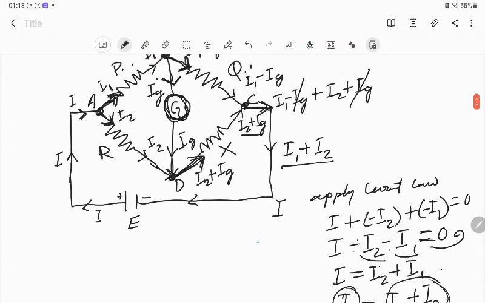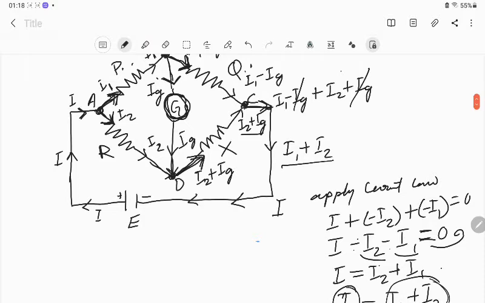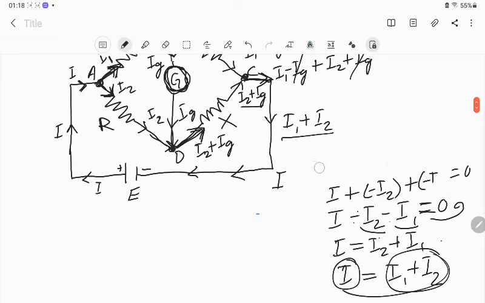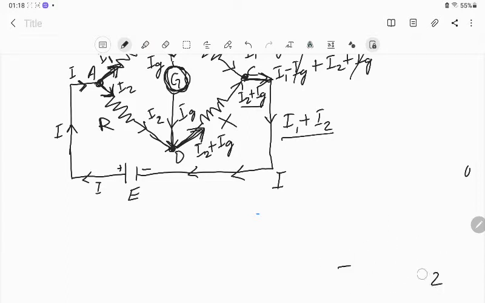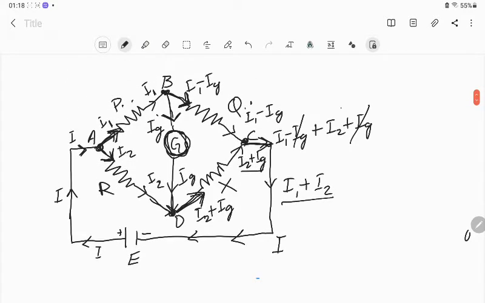So instead of writing I1 plus I2, you can write I also. Okay, done na. Current direction is done. Now what? We have to make sign na. Okay, so this current is in this side, so this must be plus and this must be negative. Here also this side is plus and this side is minus. So here also this side is plus and this side is minus. So this side is plus, this side is minus. Okay, all the current direction is done and sign also done.